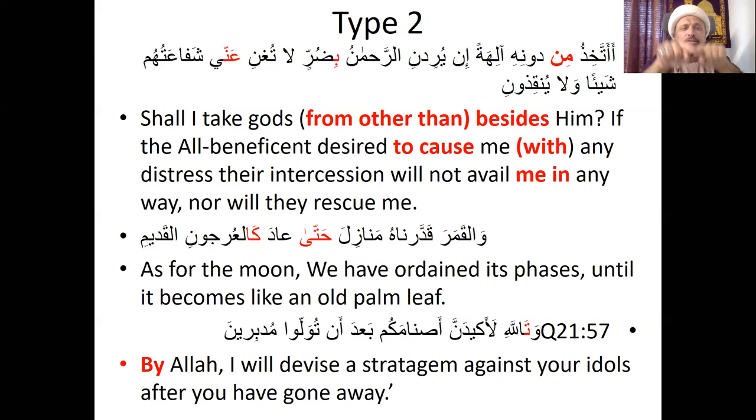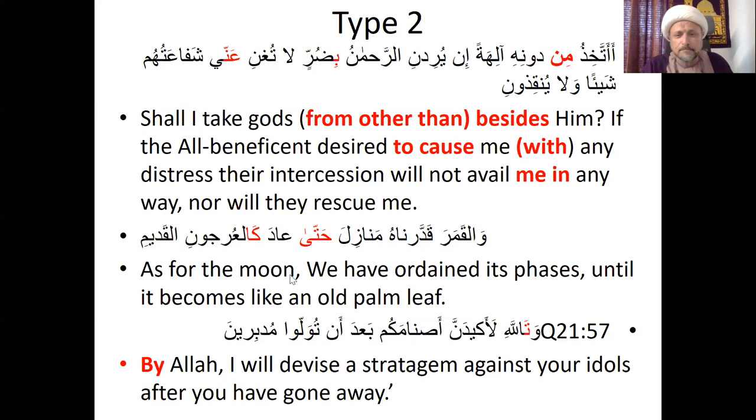So an old palm tree, its branches start bending down instead of being up. Or the tree itself, the trunk, leans down. Instead of being straight, old palm trees are a little bit leaned down. So, ka'l-urjun al-qadim. Ka, so we have two harf jar of resemblance. Kamathal al-himari, remember Surah al-Jumu'ah? Kamathal al-himari yahmilu asfara. Wal-qamara qaddarnahu manazila hatta. The moon changes its phases until it comes back similar to a very old branch or a very old palm tree.